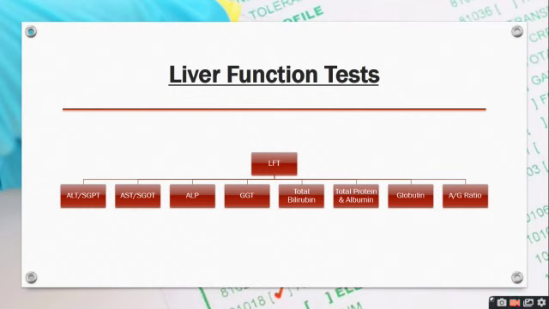The LFT includes, first, ALT, SGPT, as shown in the slide. The second one is AST, which is also known as SGOT. The third one is ALP. Fourth is GGT. Fifth is total bilirubin. Sixth, total protein and albumin. Seventh is globulin, and the last one is the A to G ratio, which means albumin to globulin ratio. Now we will discuss all these tests one by one.